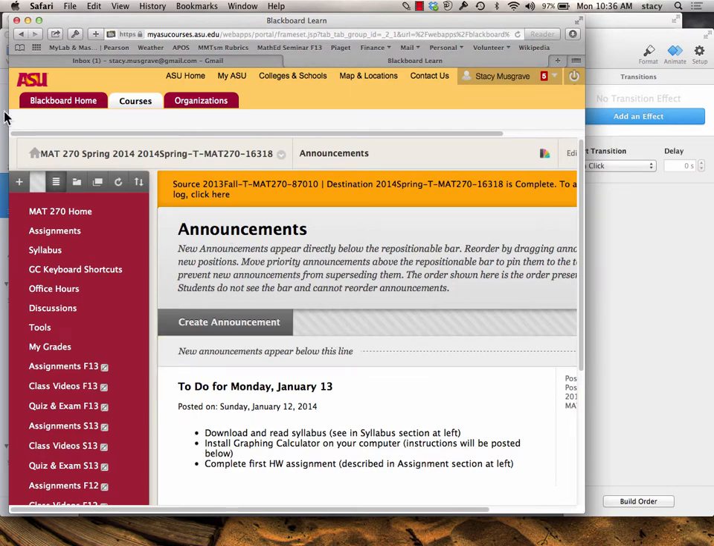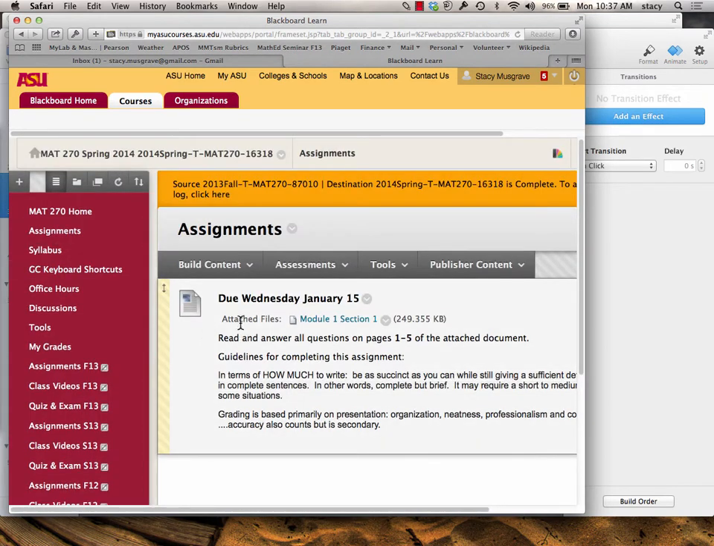Okay, so when you're in here, the course homepage is where all the announcements are. So you can already see I've posted something for you guys to do, namely read the syllabus. Once these directions come up, you're going to install Graphing Calculator, and then you're going to complete your first homework assignment because that's already up. And you'll find that under assignments. And you'll see I've got a PDF here for you to download. Please follow the directions. There are more than 5 pages in here. I only want you to do pages 1 through 5.